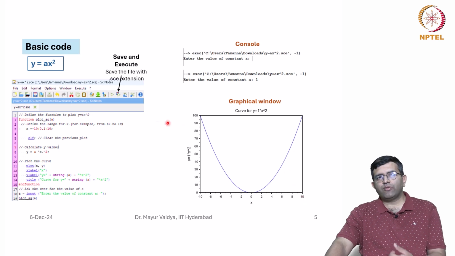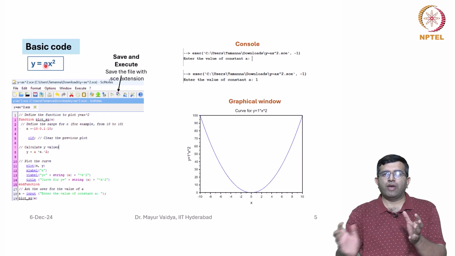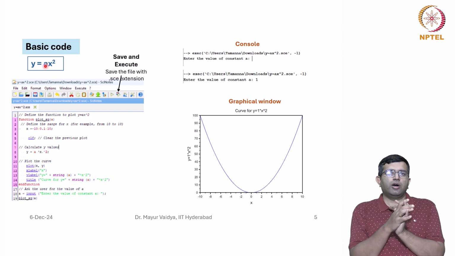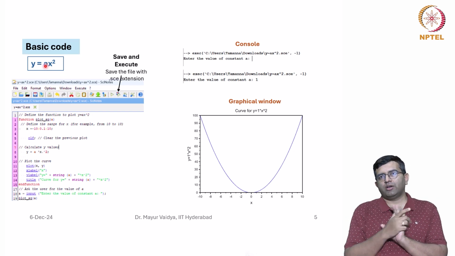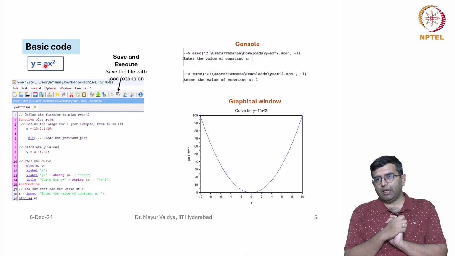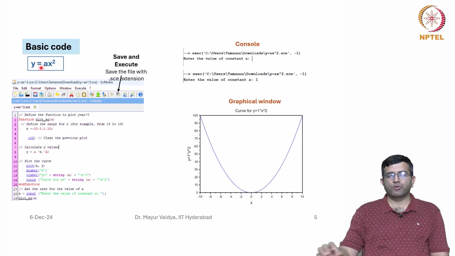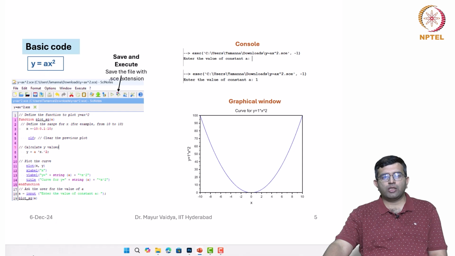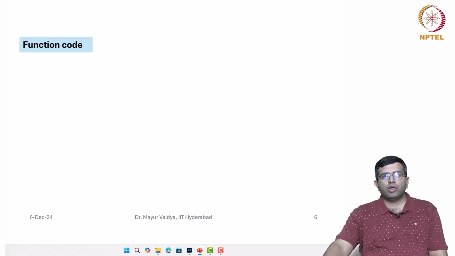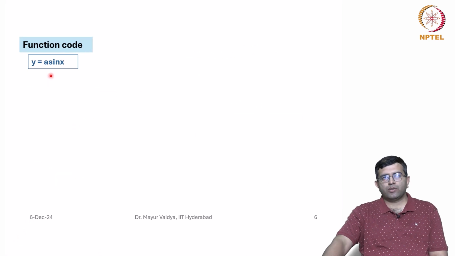Now, what if I want to not enter only one value? I want to see how my graphs will change if I change this value of constant a, which is what actually is our intention for our diffusion profiles also. So let me show you another example, which is y equal to a sin x. Okay, we are familiar with what is sin x.